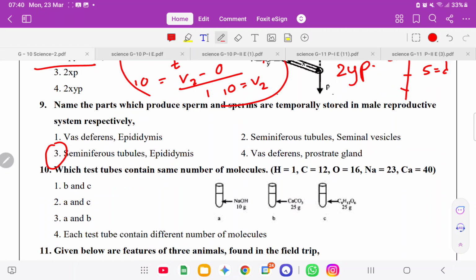Then the 10th one: which test tubes contain the same number of molecules? You have the relative atomic masses, so you can calculate. Here the molar mass is 40 g/mol in calcium carbonate. I remember these numbers, that's why I can write them, but you need to calculate.